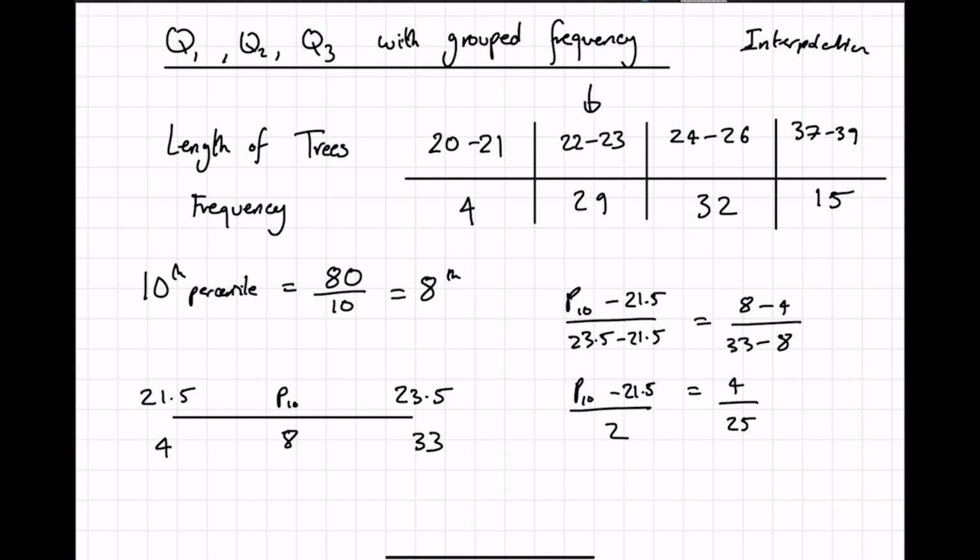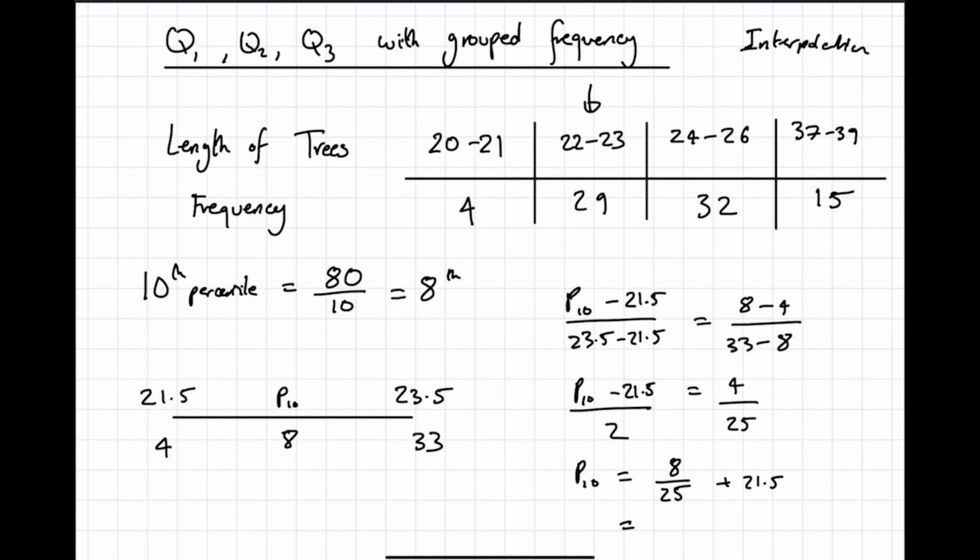So just picking up back at where we were, we said the answer for this one would just be solving this equation here. So that's what we've got over here. So let's solve that. So P10 is equal to 2 times 4 over 25, which is 8 over 25, plus 21.5. That will give us P10. So let's just put that into our calculator.